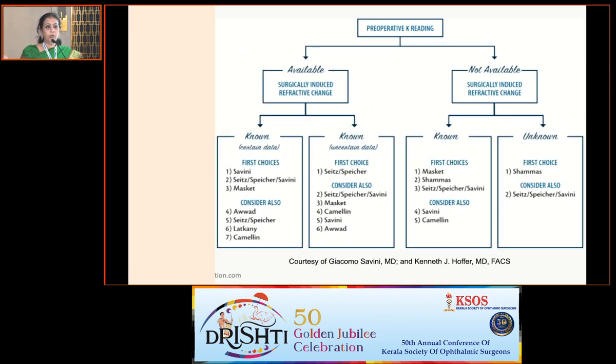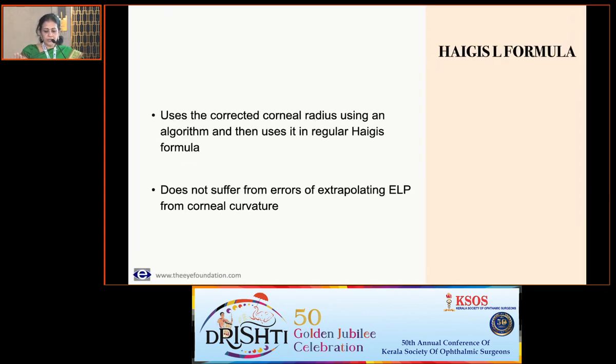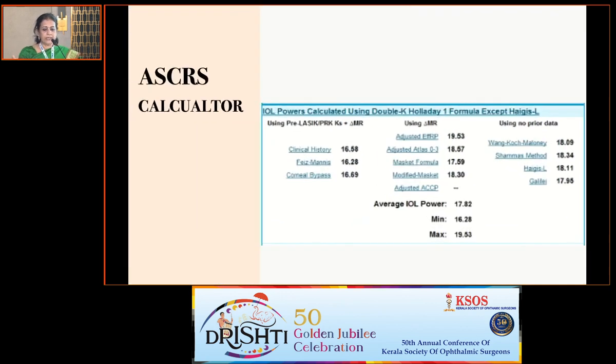So then you could look at the ASCRS calculator, wherein one, you know the pre-op K, but either you have the surgically induced change known or it's not available. And based on that, the different choices are coming. Because of the limitation, I'm not going into the specifics. However, again, at this point of time, the Hagis uses a corrected corneal index. So what it does is, that is what is incorporated in its formula, and it is not relying on the corneal curvature at all. And so there is no way it is going to extrapolate the ELP.